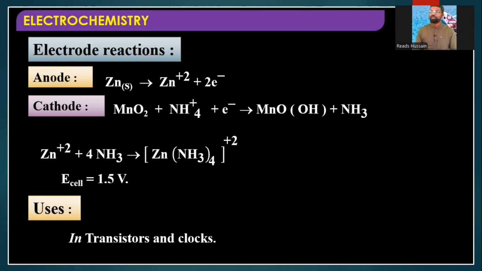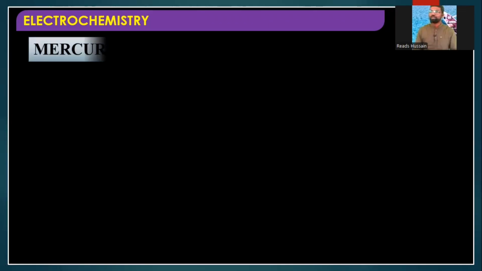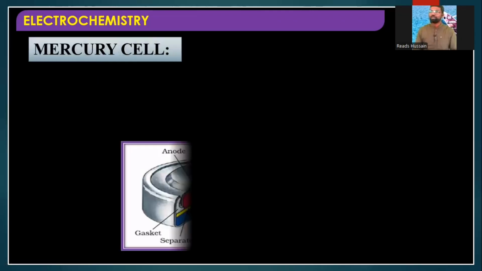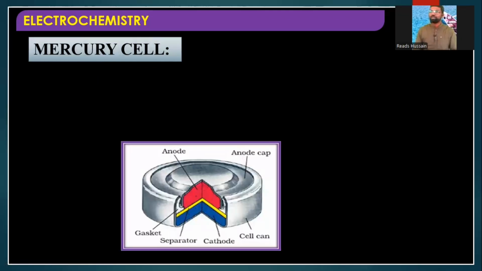And what is the use of this primary cell? Where do you use a primary cell? We use the primary battery in transistors, clocks, and remote controls, wall clocks and all. Next, mercury cell. This is also a second example for a primary battery.